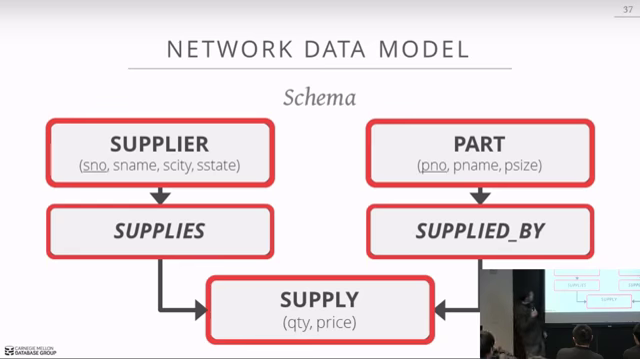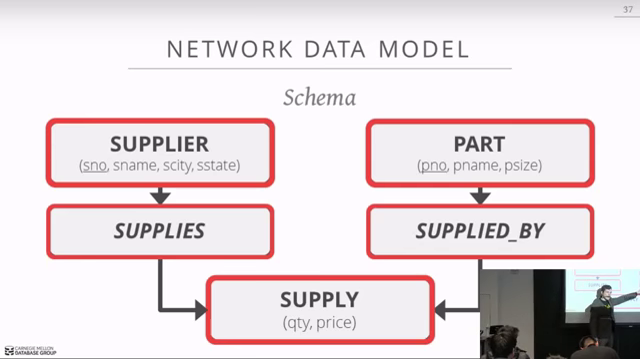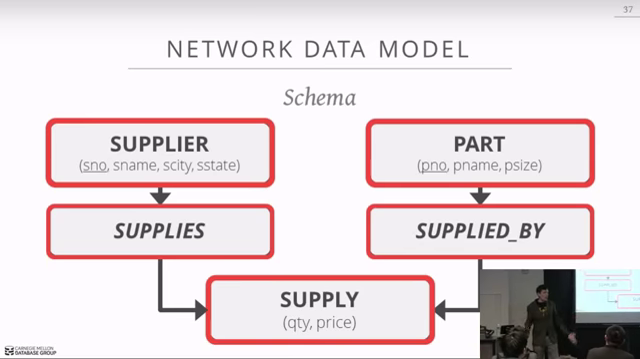So the first problem is that you're writing complex queries to do really simple operations. The second problem is, if these supplies or supplied-by sets get corrupted, then both of these tables get corrupted because you have no way to link them back and forth. Right? So there's no independence at all of the logical schema from the physical representation.